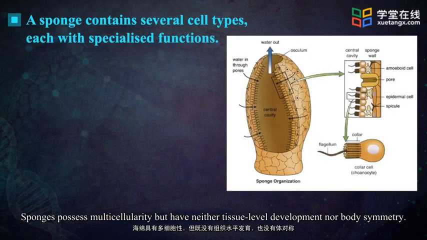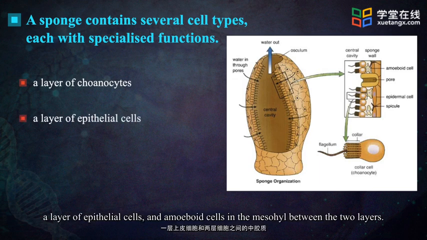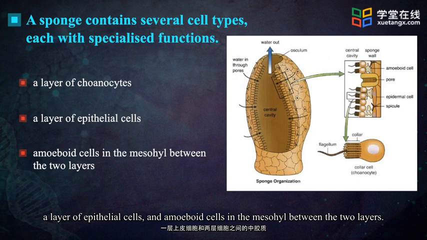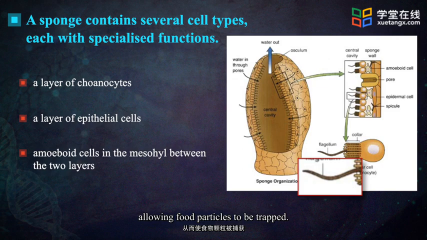Sponges possess multicellularity but have neither tissue-level development nor body symmetry. Cells that compose a sponge include a layer of collar cells, a layer of epithelial cells, and amoeboid cells in the mesohyl between the two layers. Collar cells have flagella that beat to circulate water through the sponge body, allowing food particles to be trapped.